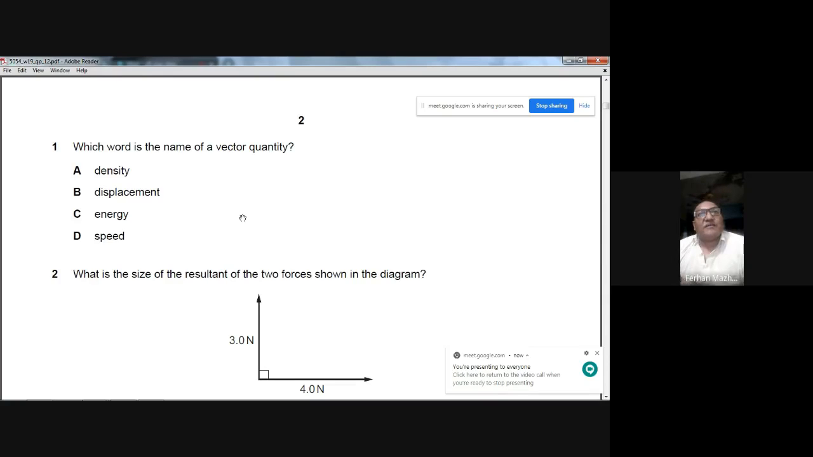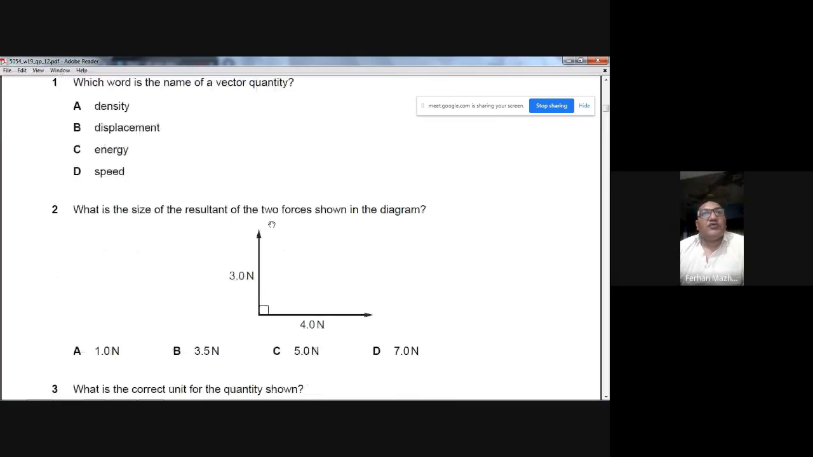Which word is the name of a vector quantity? Density, displacement, energy, speed. Density, energy, and speed, they all are scalar. Displacement is a vector quantity. So for question number one, the option will be B.